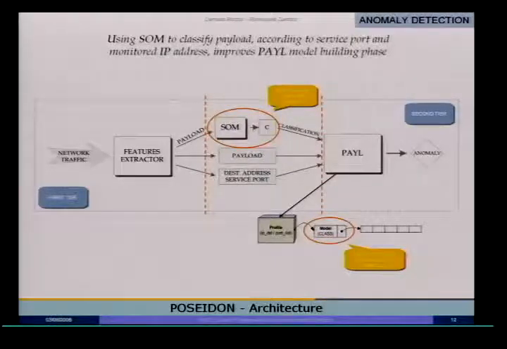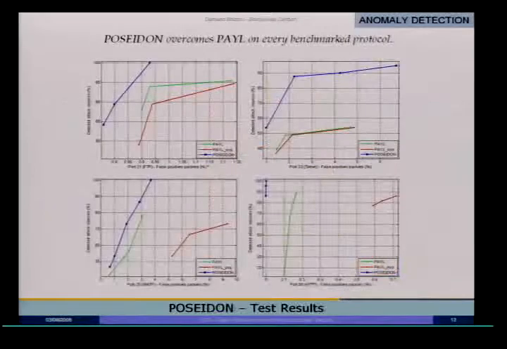For the biggest changes in the network environment, we actually need to retrain both levels. We benchmarked Poseidon with respect to PAYL on the same data set, that is the DARPA 1999 data set, a standard data set, the same one that was used by the PAYL crew. We applied the same restrictions as the PAYL crew in order to compare the results.